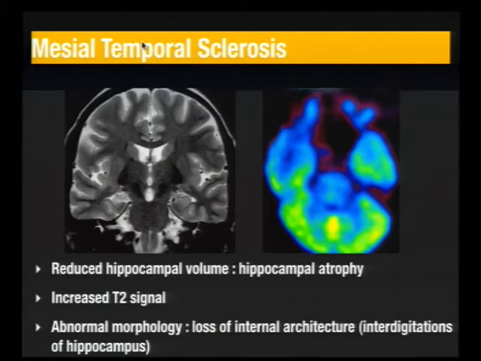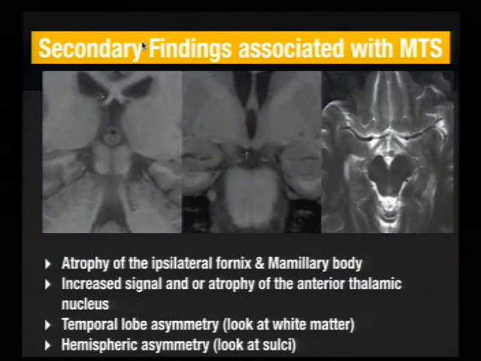Then we can have these secondary findings. You can have atrophy of the fornix on one side, on the side of the MTS. You can have atrophy of the mammillary body on the side of the mesial temporal sclerosis. Or sometimes you can have atrophy of the same side of the temporal lobe, or maybe the whole hemisphere is showing loss of volume.